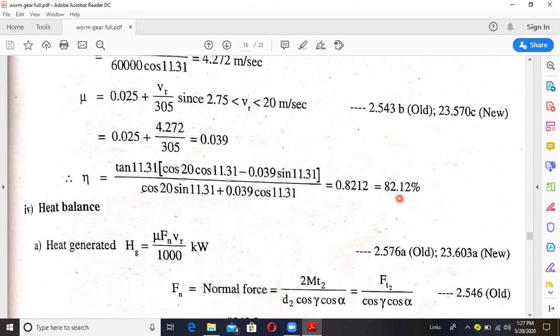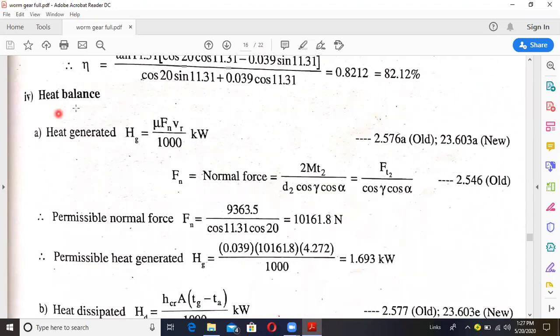After calculating efficiency, next we are going to calculate the heat generated. The formula for heat generated Hg is equal to mu Fn VR divided by 1000, from equation number 23.603a. In this equation, the only unknown is Fn, because mu and VR we have already calculated. So we are going to calculate Fn, the normal force.